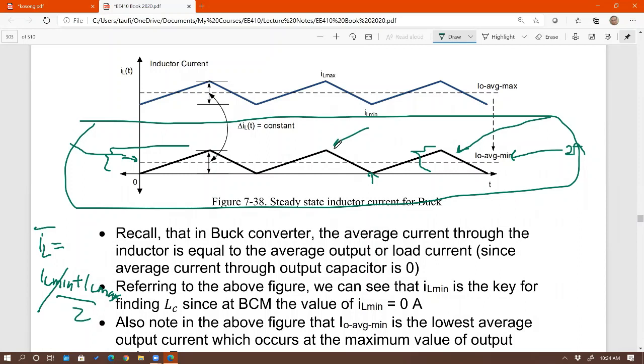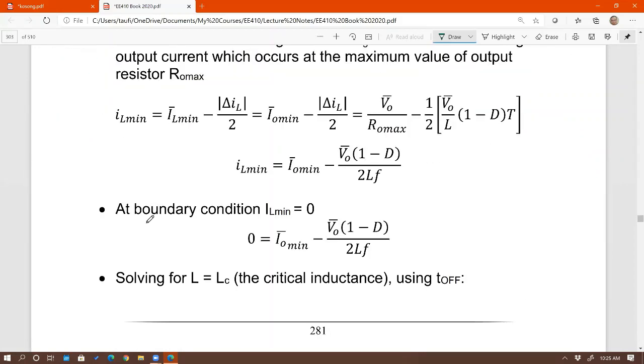That would depend on delta IL, but I know for sure IL min is always equal to 0 at boundary conduction mode. So I'm going to look at the IL min equation. That's the reason why I'm using it, because later on I know that I could replace IL min with 0 at boundary conduction mode. Hopefully that makes sense. So IL min is equal to IL average minus delta IL over 2.